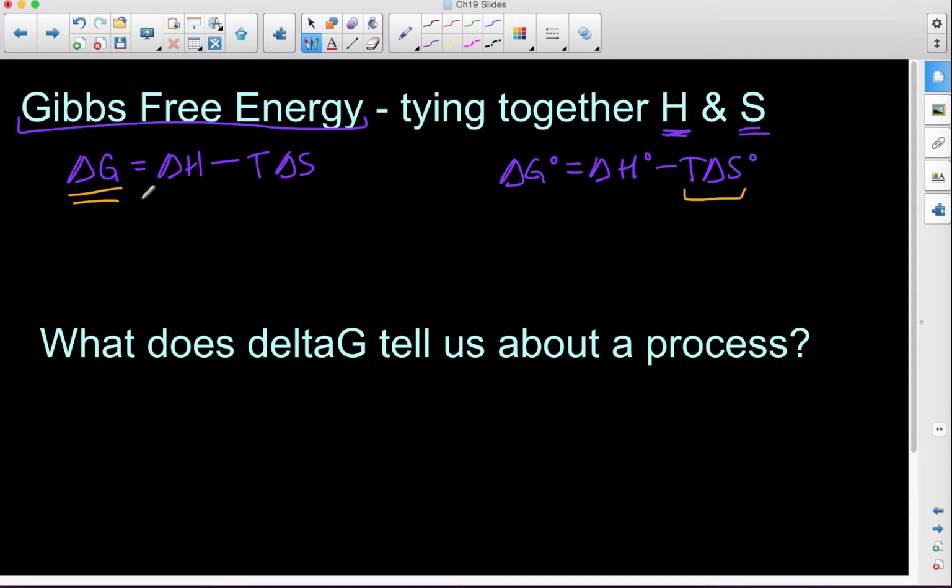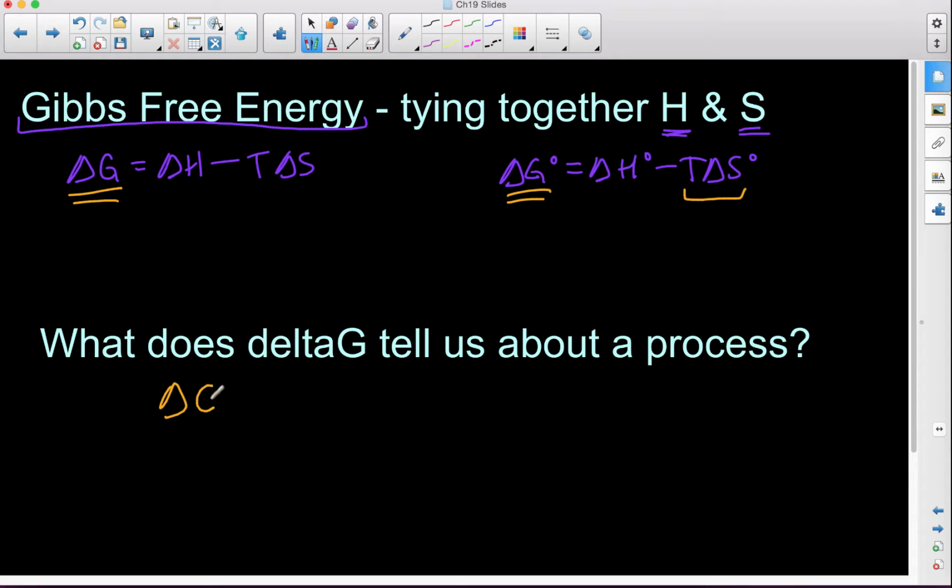The math for it is beyond what we have to know, but Gibbs free energy ties back to the work component from our delta E equals Q plus W. Delta G tells us the maximum amount of work you can get out of a process, or the maximum amount of work needed to put in to make a process occur. But it also allows us to have a way to talk about whether or not a process is thermodynamically favorable.